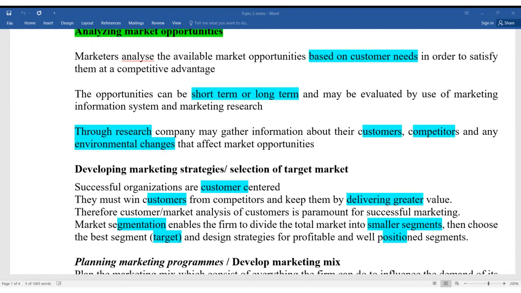designing strategies must be based on a particular target segment. Segments are smaller portions that normally businesses are able to serve. Are we together?